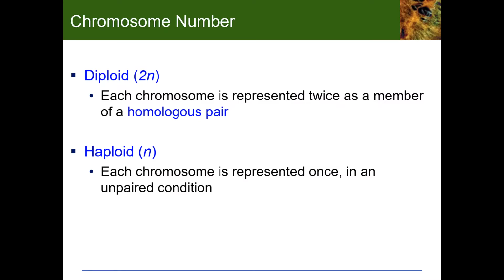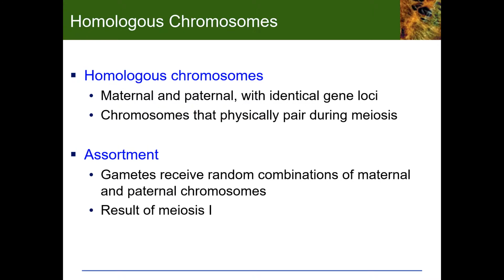Okay, chromosome number. The diploid number 2N: each chromosome is represented twice as a member of a homologous pair. And haploid, each chromosome is represented once in an unpaired condition. Homologous chromosomes, there are maternal and paternal with identical gene loci, chromosomes that physically pair during meiosis. And assortment, the gametes receive random combinations of maternal and paternal chromosomes.